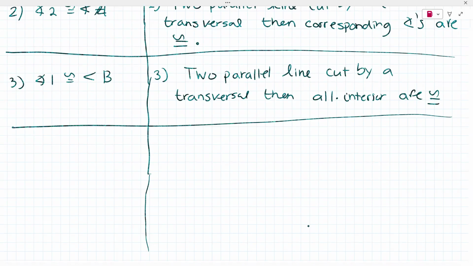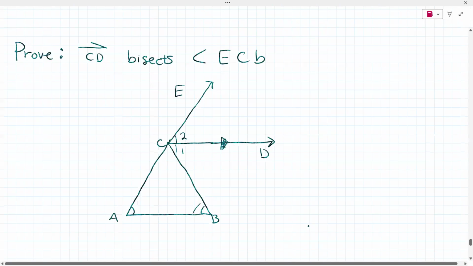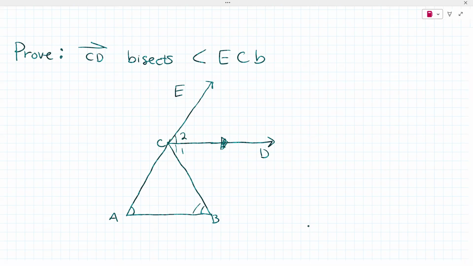Okay, what's more? Another reason, we could also say that angle one is congruent to angle two. So here's angle one. Angle one is congruent to angle two because of the substitution property.